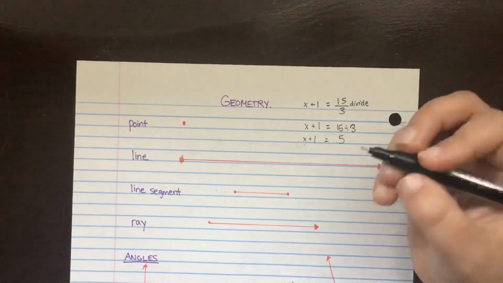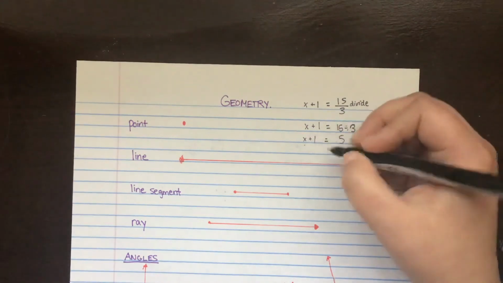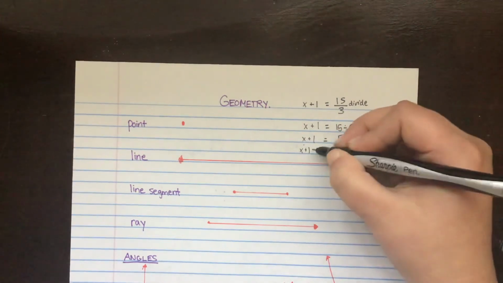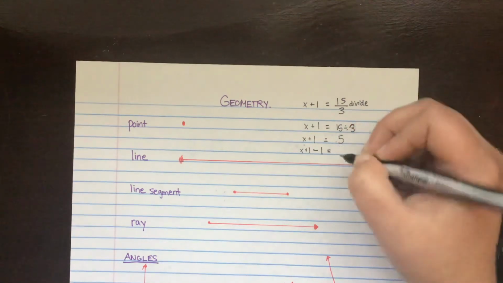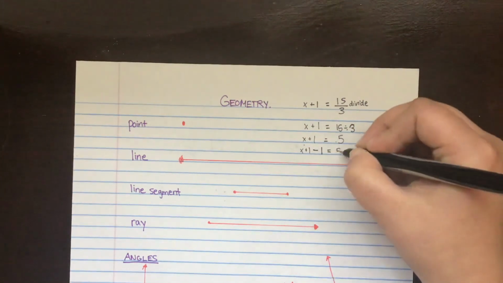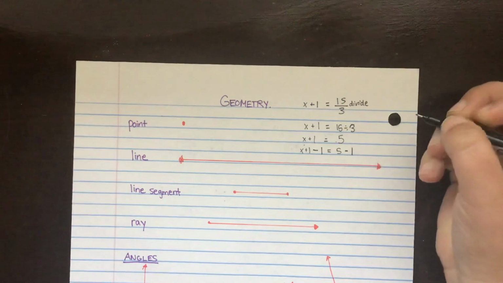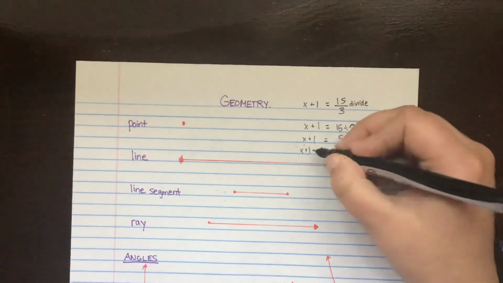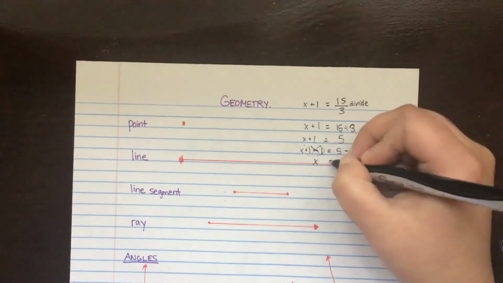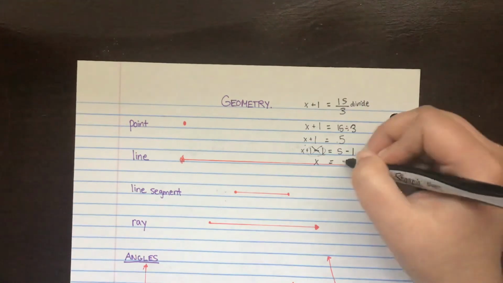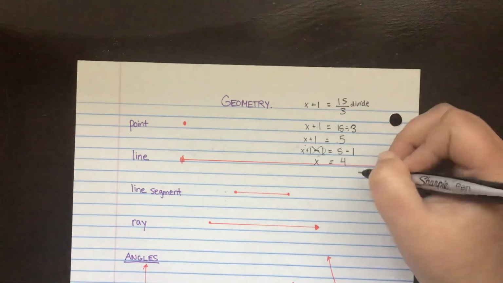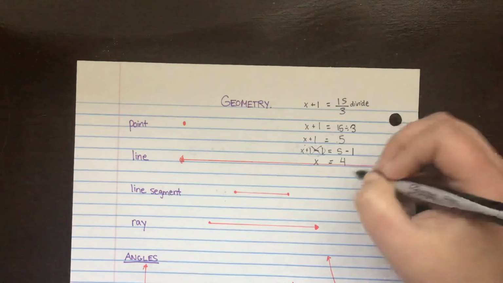And then I don't want that plus 1 over there because I want my x all by itself. So I got to balance my scale. I got to do the opposite of plus 1. So x plus 1 minus 1. And because I put a minus 1 here, I'm going to put a minus 1 here, 5 minus 1. So now these two cancel each other out. I'm left with x. And here, 5 minus 1 gives me 4. So x equals 4.